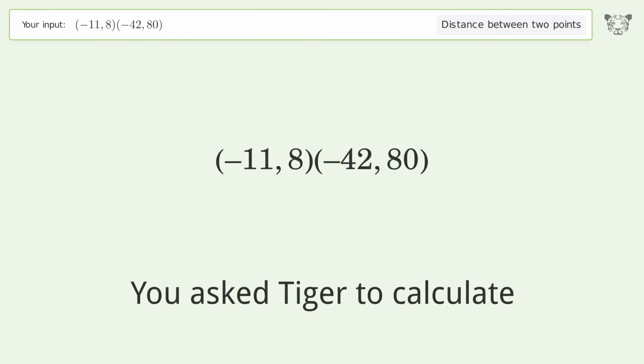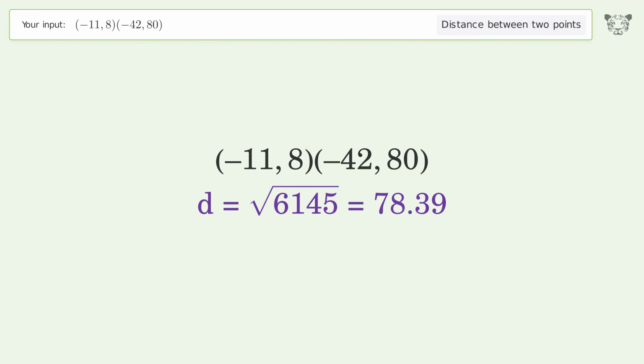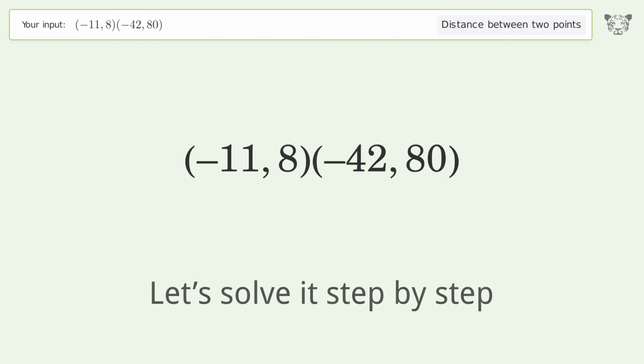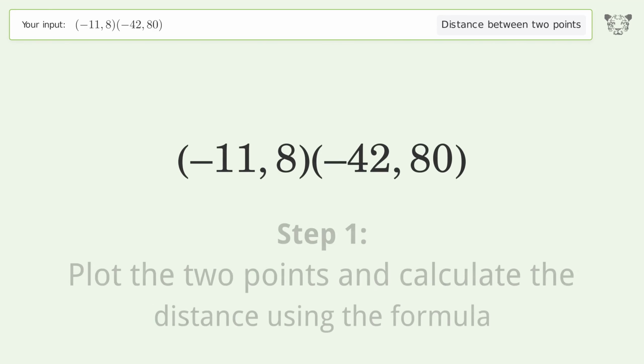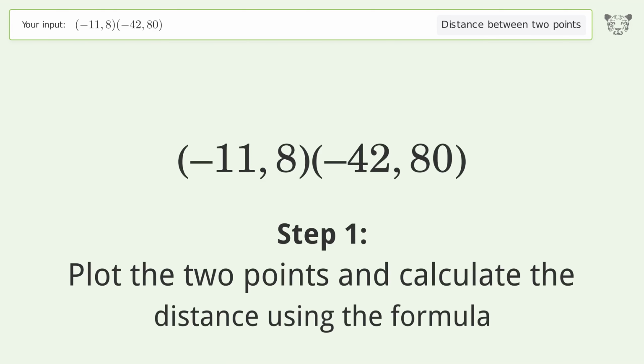You ask Tiger to calculate. This deals with the distance between 2 points. The distance between the 2 points is the square root of 6,145, or 78.39. Let's solve it step by step. Plot the 2 points and calculate the distance using the formula.